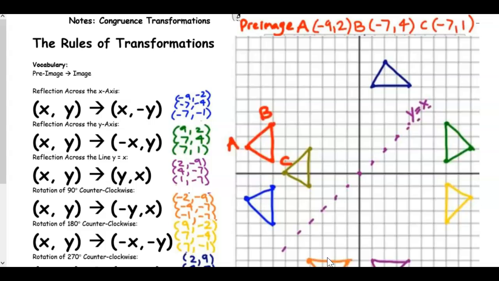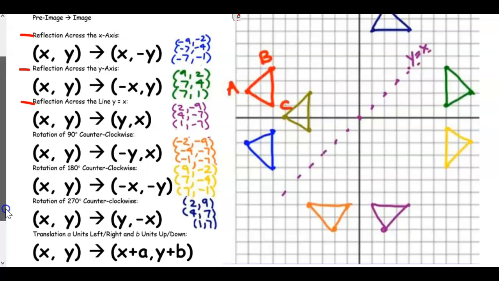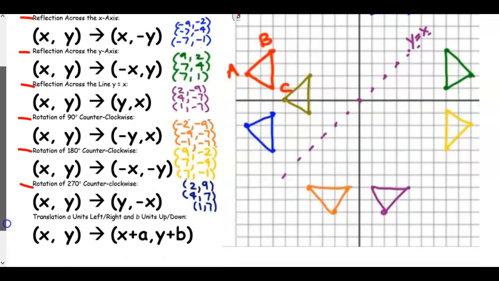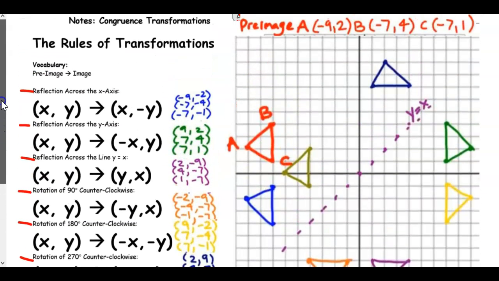So the 3 things we're talking about today are reflections, rotations, and then translations. Those are the other 3 transformations that we are going to learn about with these rules. Okay? So, first one's first. Does everyone see these big XY rules here? I'll give you these rules. You just gotta know how to use them.